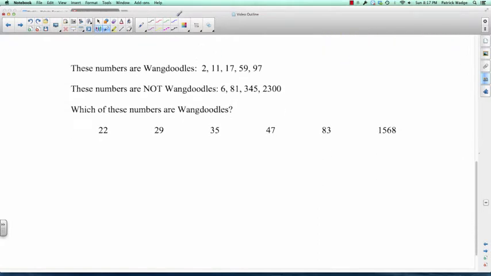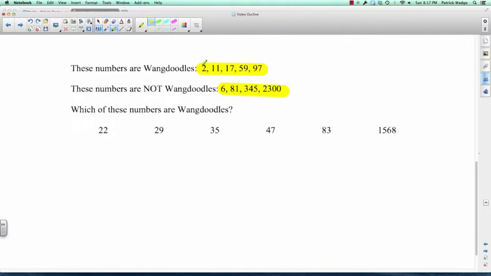Okay, these numbers are Wang doodles. I'm just making this all up, right? Those are Wang doodles. But these numbers here are not Wang doodles. So what's the difference? What makes a number a Wang doodle? You've got even numbers and you also have odd numbers, so it's nothing to do with that. You see what it is?